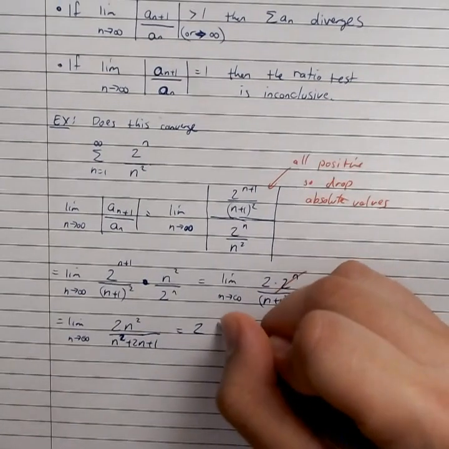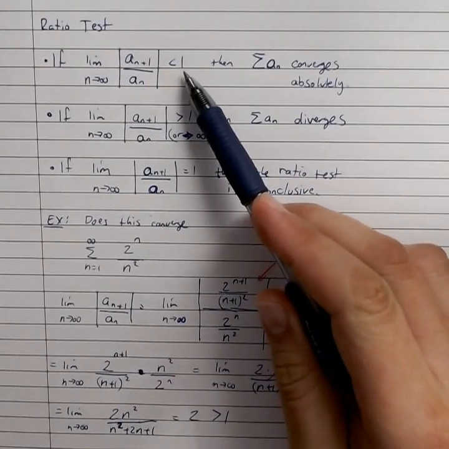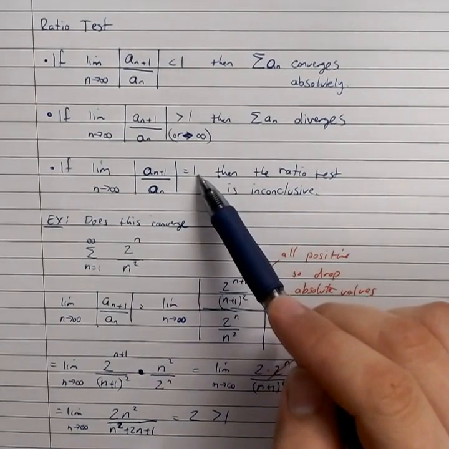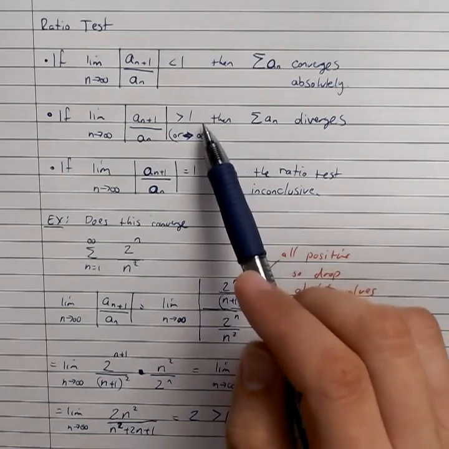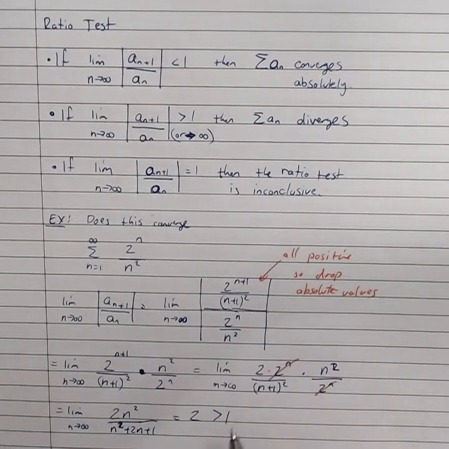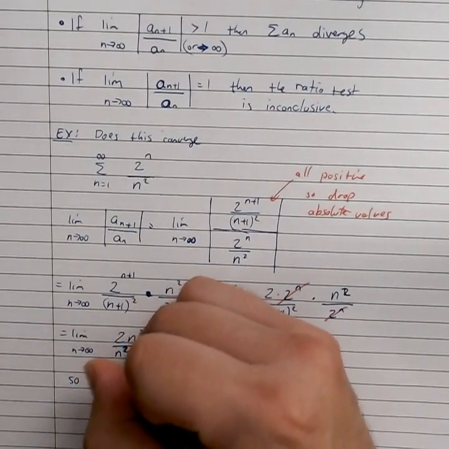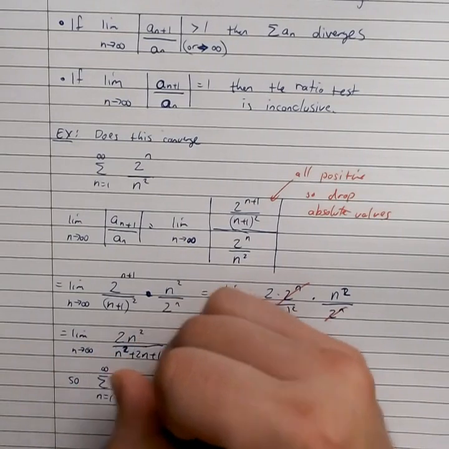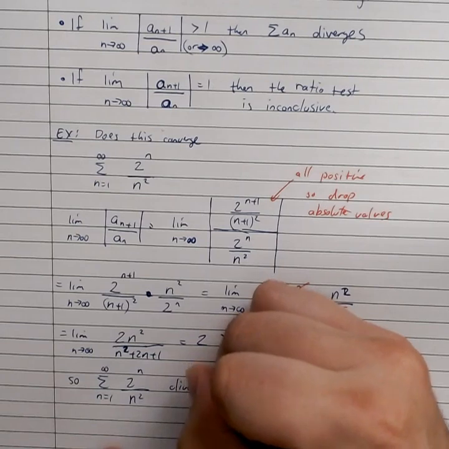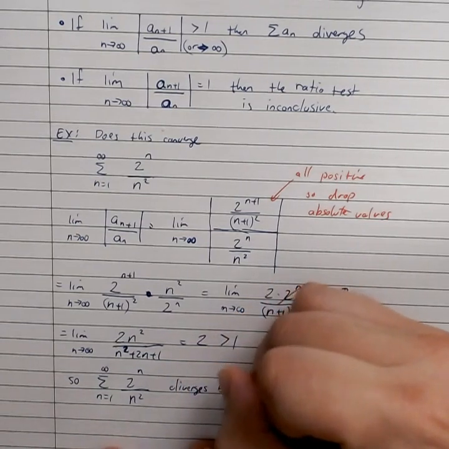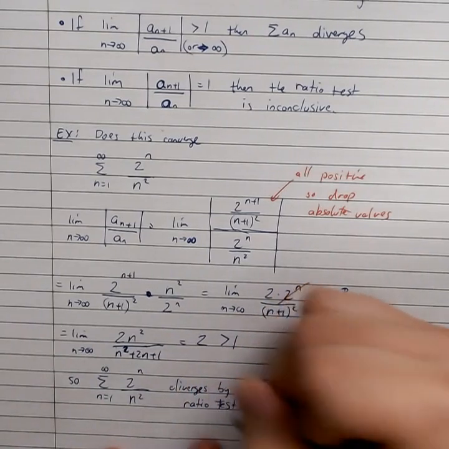And in fact, this limit is greater than 1. Remember, for the ratio test, you're looking to see if your limit is less than 1, greater than 1, or equal to 1. If it's equal to 1, well, then you got to go find another test. But if it's less than 1 or greater than 1, you have your answer. Here, your limit is greater than 1, which means that our series must diverge. So the sum as n goes from 1 to infinity of 2 to the power n over n to the power 2 will diverge by the ratio test. Just like that.